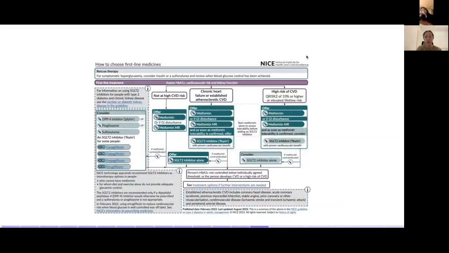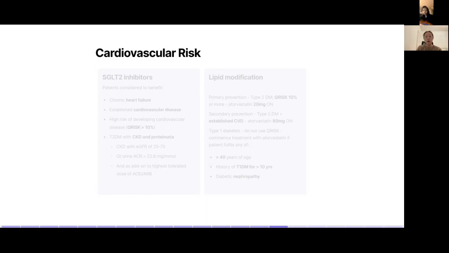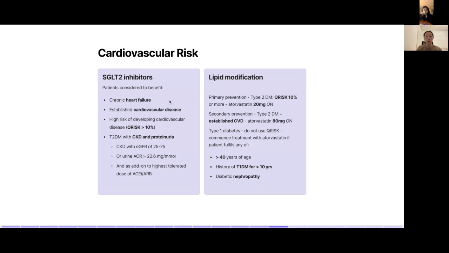So I've just quickly summarized the NICE guidelines. As I mentioned before, metformin is basically first line for everyone, unless they're not tolerating it. And for patients who have a cardiovascular risk, if they're not tolerating metformin, the first option of choice is the gliflozin. If they are able to tolerate metformin, you do metformin plus gliflozin. So, who are these patients at cardiovascular risk? There are 2 groups: those who have established cardiovascular disease or established heart failure, or those who have a high QRISK score of greater than 10%.